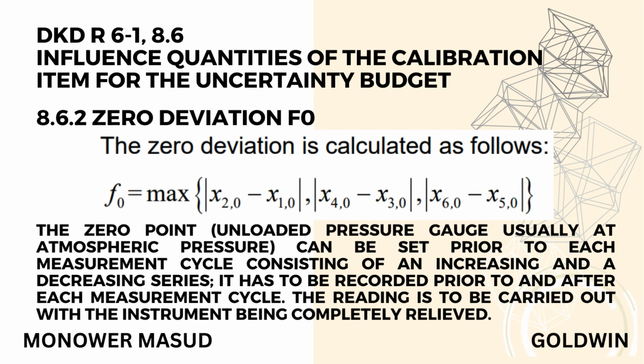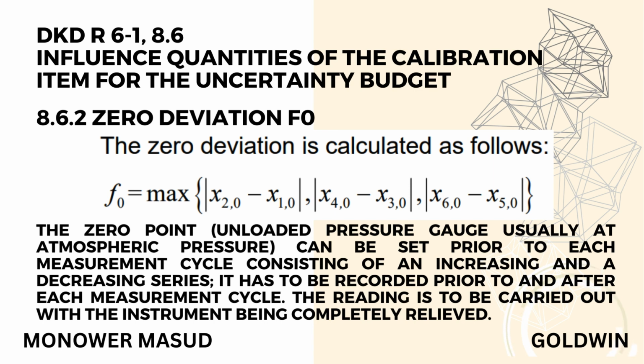Setting the 0 point. Before each measurement cycle, which consists of both increasing and decreasing pressure series, the 0 point needs meticulous attention. It's crucial to set it at atmospheric pressure, ensuring the gauge is completely relieved. This process is repeated before and after each cycle. Recording the 0 point: precision is key. The 0 point is not just set, but meticulously recorded before and after every measurement cycle. This record-keeping is fundamental for validating the reliability and accuracy of the pressure gauge.